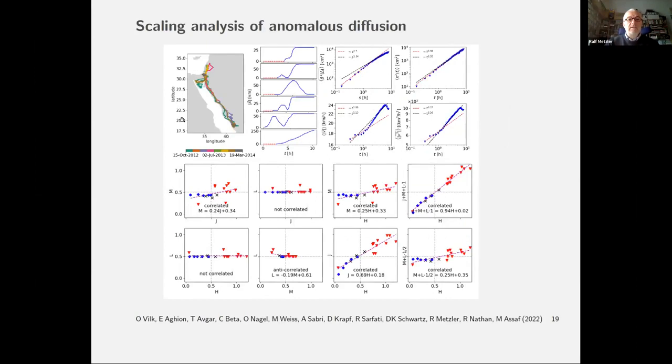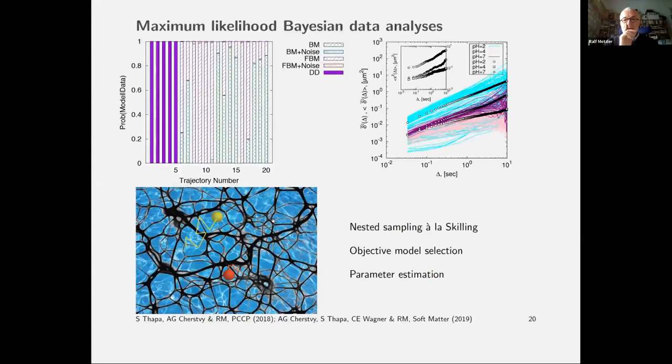Here you also see an example of a vulture moving in Israel and then down along the Red Sea. And we have a lot of information about these processes, and we typically do not see Levy type statistics.